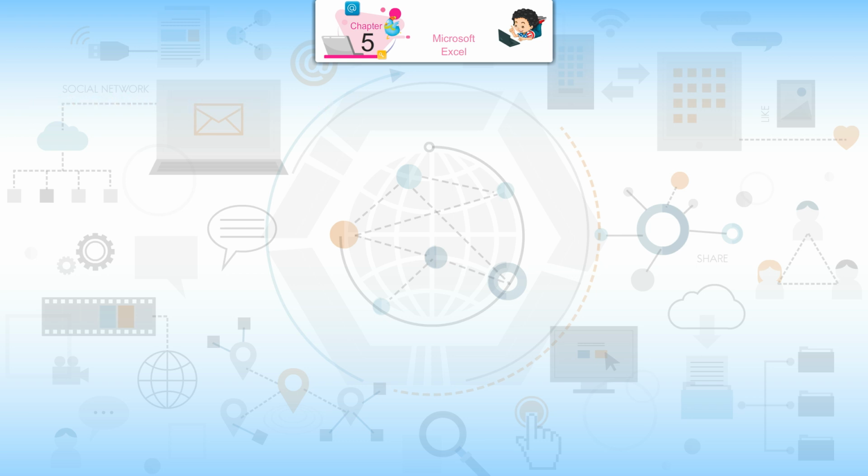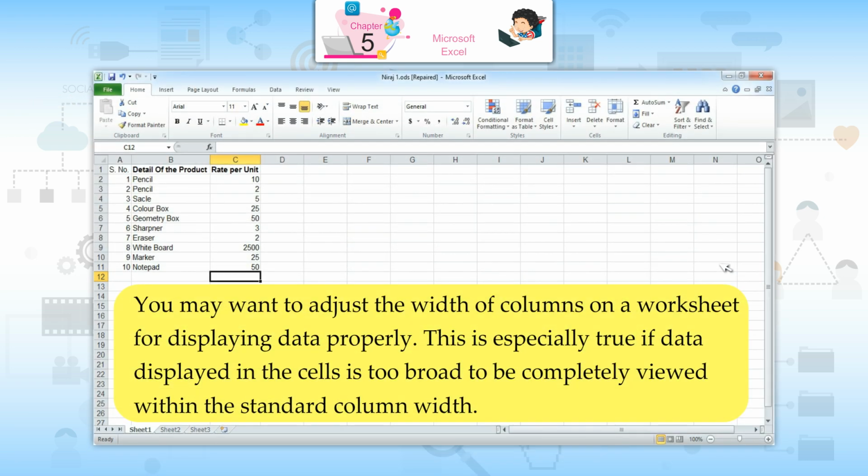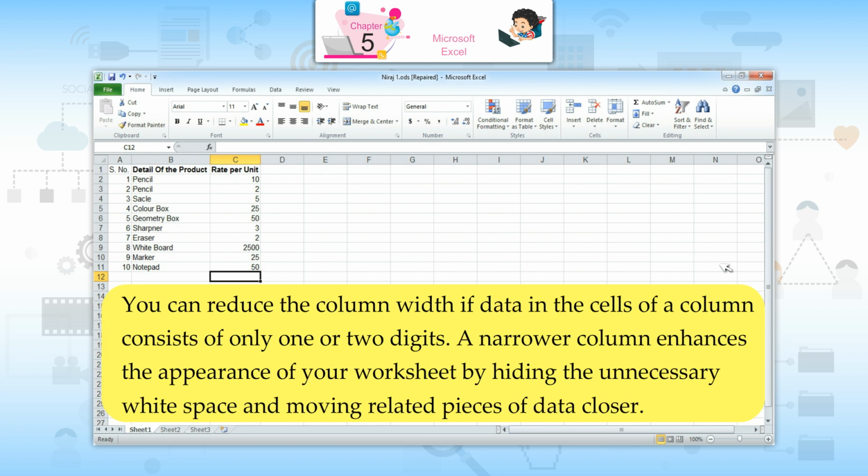Changing column width. You may want to adjust the width of columns on the worksheet for displaying data properly. This is especially true if the data displayed in the cell is too broad to be completely viewed within the standard column width. You can reduce the column width if the data in the cell of a column consists of only one or two digits. A narrower column enhances the appearance of your worksheet by hiding unnecessary white space and moving related pieces of data closer.